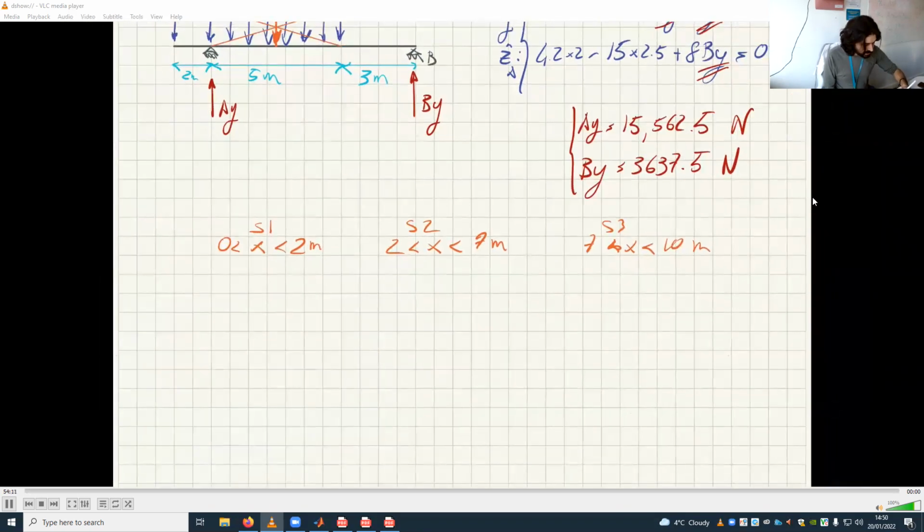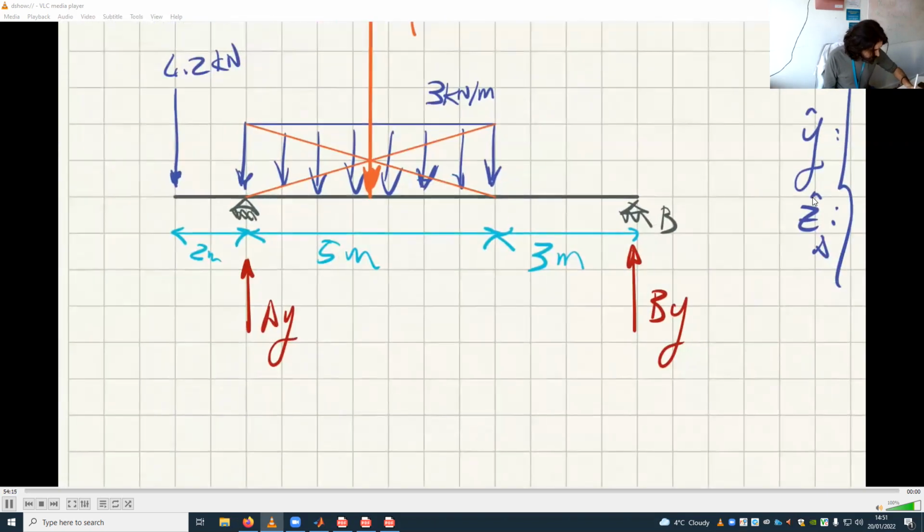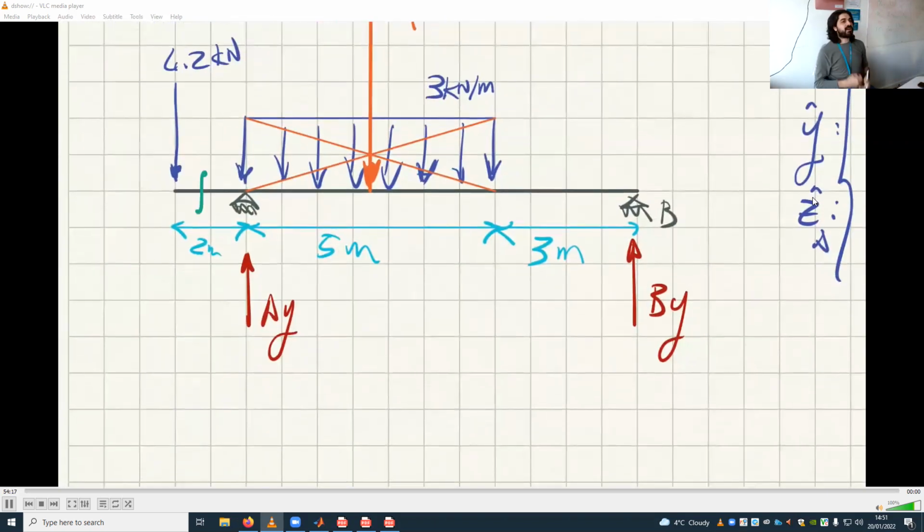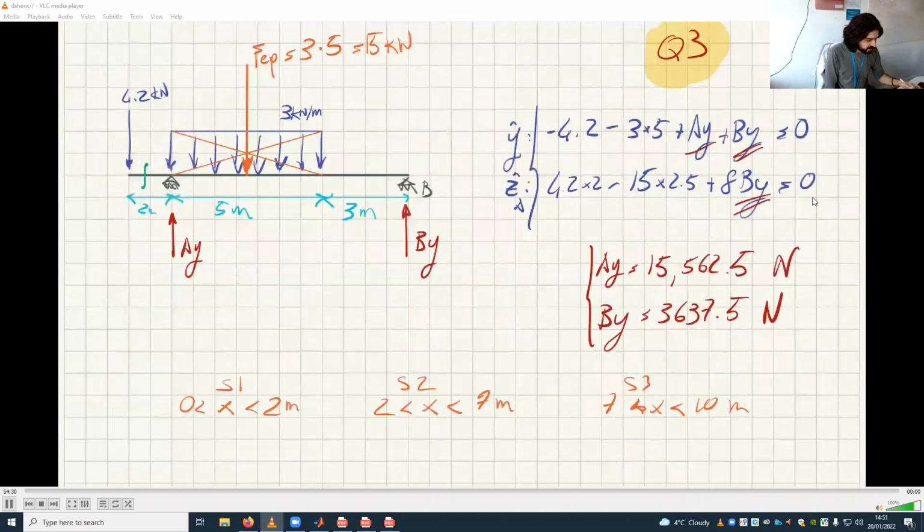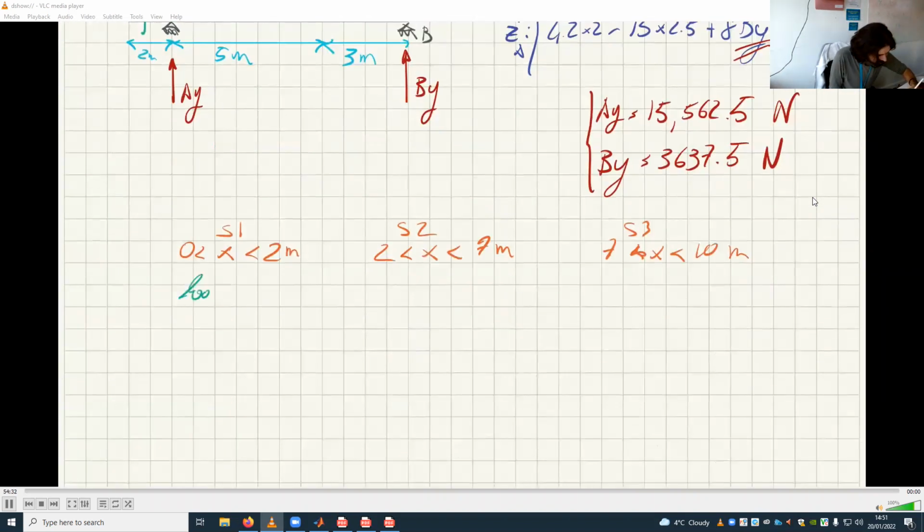And so let's see, cut and look left. If I cut here in segment 1, do I look left or right? What do you think? Well, it's much easier if I look left, because if I look left, I only have this. If I look right, I have so many things going on on the right. So let's look left.